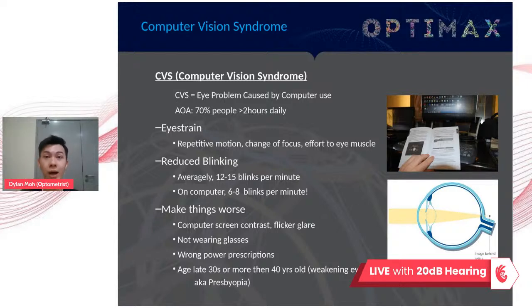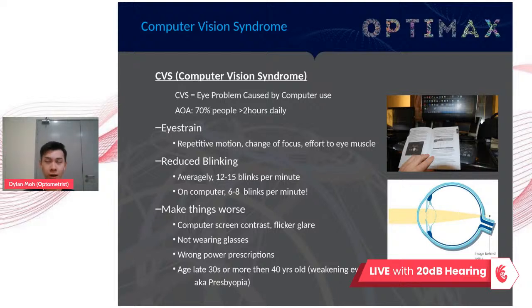Then it may lead to eye strain as well, because the change of focus doesn't happen so frequently. When we are too focused on doing a work, it may also cause us to blink less. Normally, as humans, if we're not using a PC or handphone, we blink our eyes around 12 to 15 times per minute.